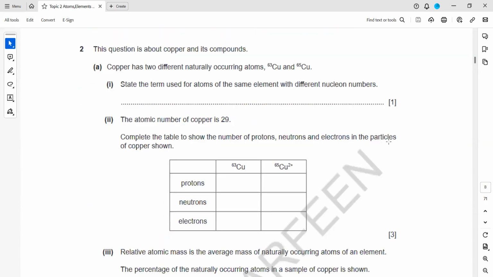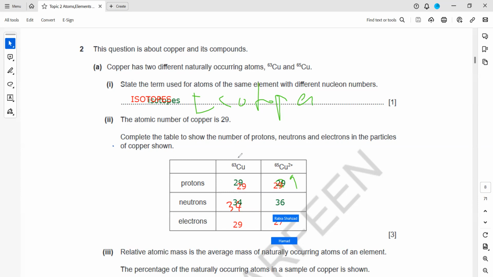Then we have this question about copper and its compounds. As you can see, copper has two different naturally occurring atoms. State the term we use for atoms which have the same proton number but different neutron numbers. We call them isotopes. The term isotope means they have the same number of protons but different neutrons. We have to complete a table. For the proton number, you will use the periodic table. In the exam, the periodic table will be there, because the proton number never changes. So the proton number is the identity.